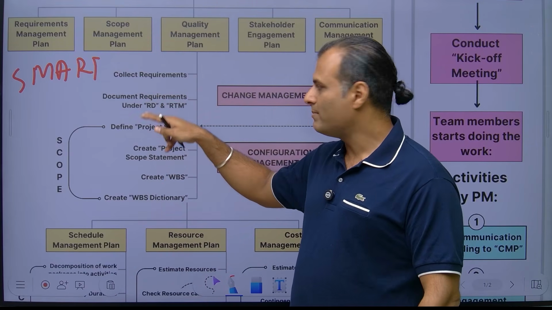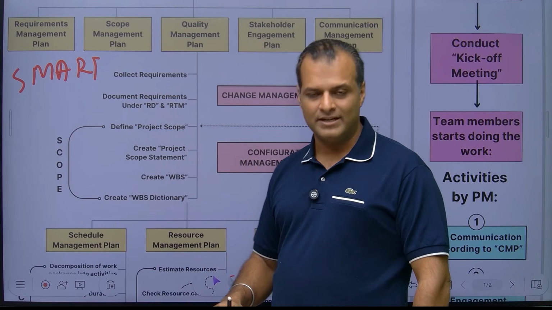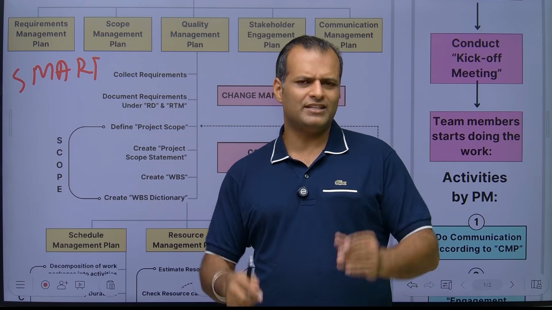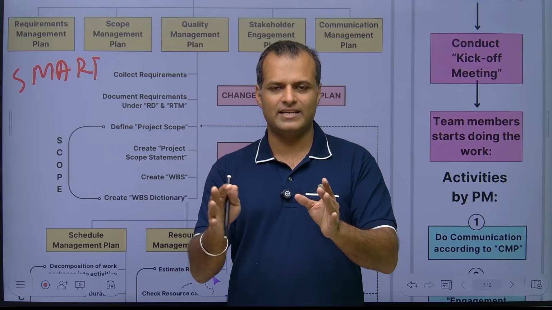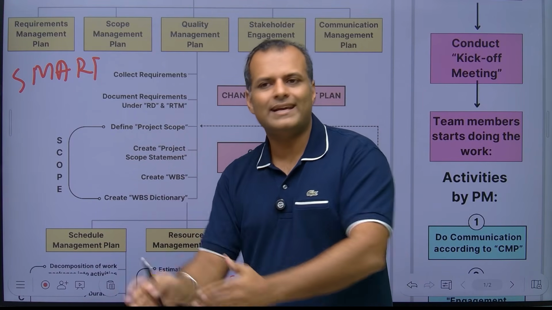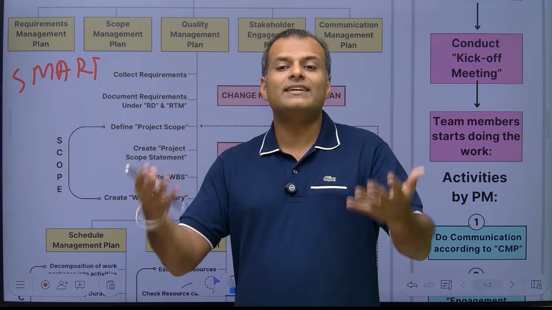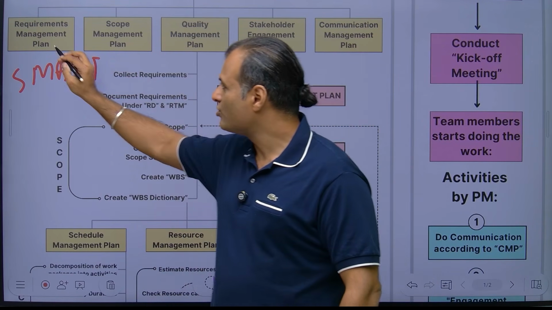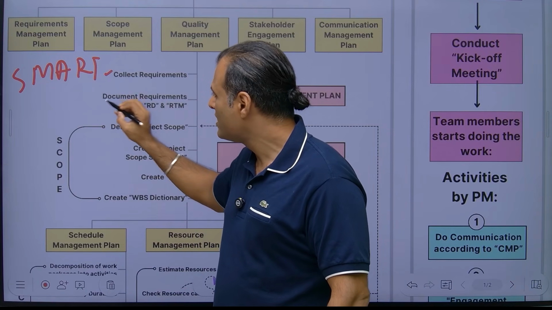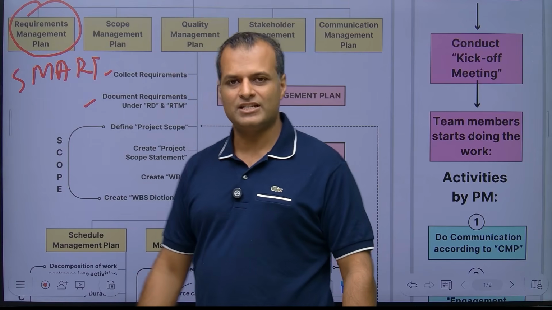So you collect the requirements, and then you update those requirements in your traceability matrix, the requirements traceability matrix. The requirements traceability matrix is nothing but you track your requirements to other things like work packages and test cases. All this is your requirements. So how you will collect the requirements and how you will document the requirements is part of your requirements management plan.